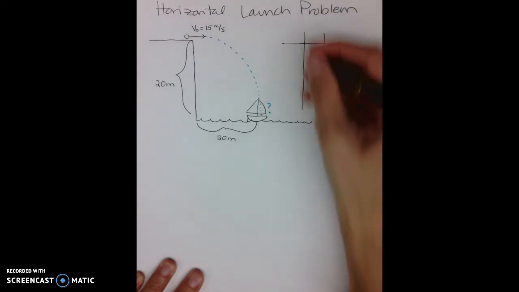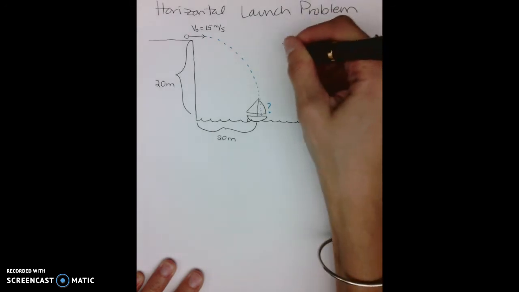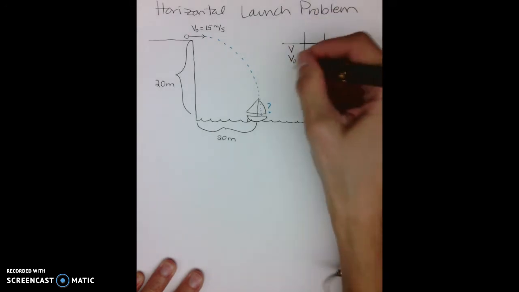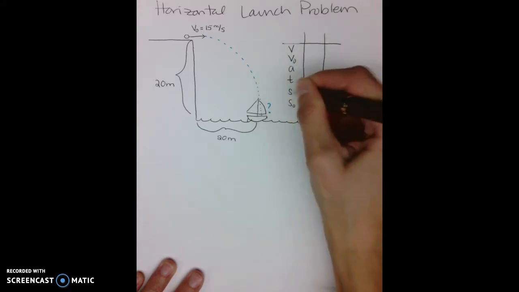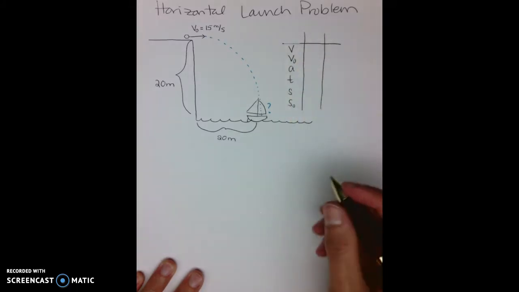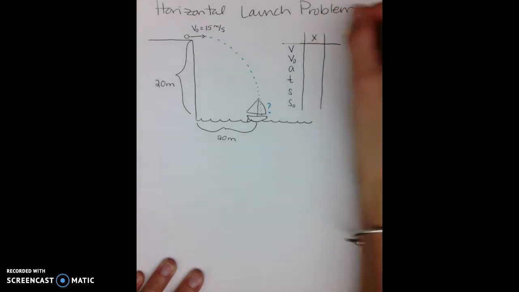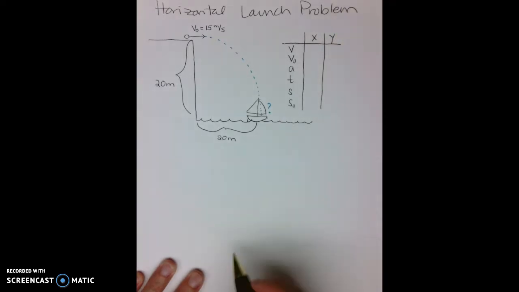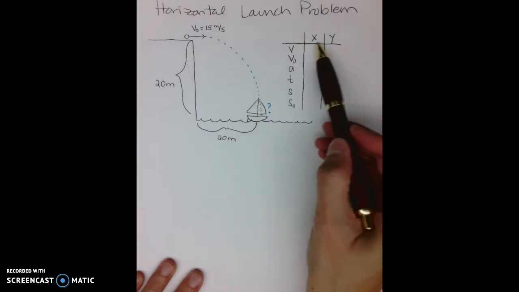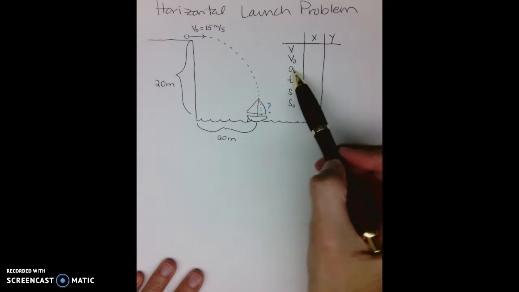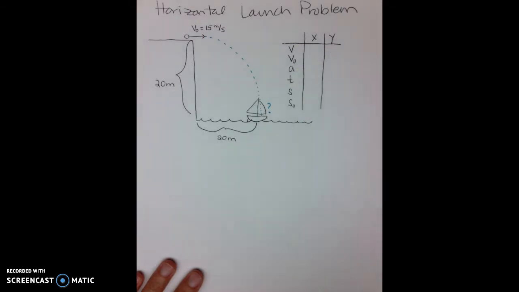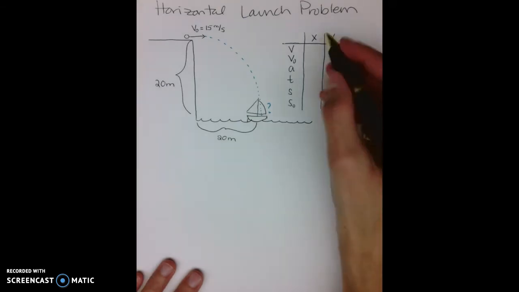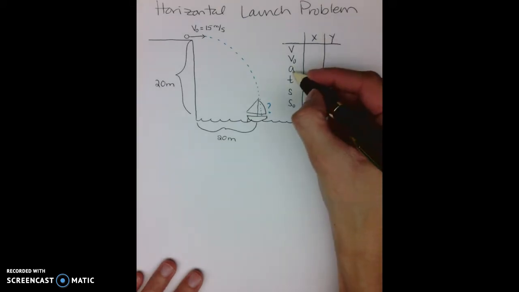The first column is your list of variables: v, v initial or v naught, a, t, s, and s naught, being your final position and your initial position. Then this first column is for your x direction, and the second column is for your y direction. And remember that they have to stay separate because the x direction has its own acceleration and so does the y direction.